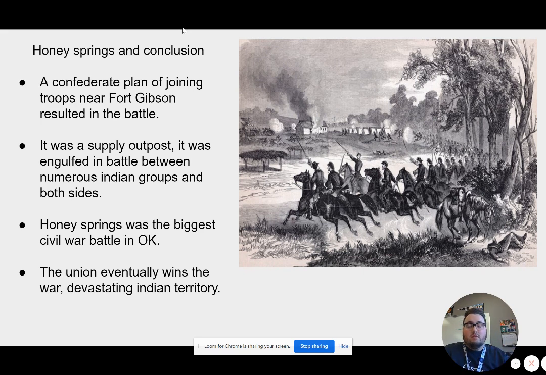Every person who fought was either on the Confederate or the Union side, but also a member of the Five Civilized Tribes. And also Buffalo Soldiers, the African-American soldiers of the Kansas Infantry Division, actually fought in this as well. So you had African-American representation, Native American, and also just plain American. Honey Springs was the biggest Civil War battle in Oklahoma. It took place on the outskirts of Fort Gibson, and it was a pretty decisive Union battle. The Union eventually wins the war, devastating Indian Territory and taking Indian Territory from the Confederacy.